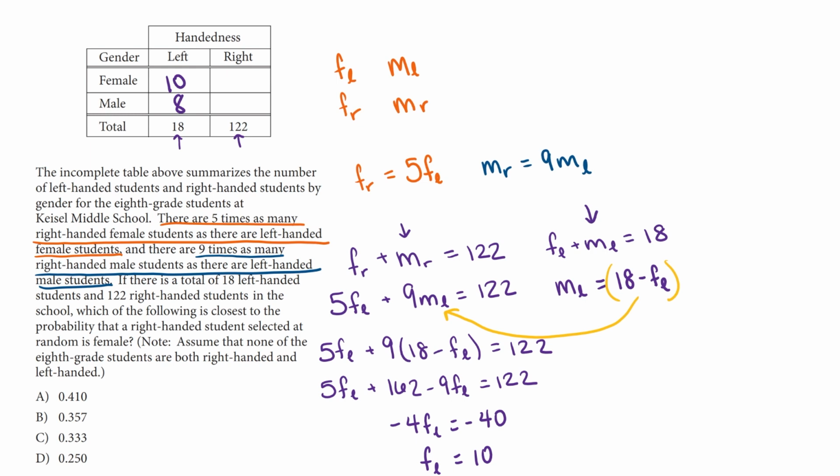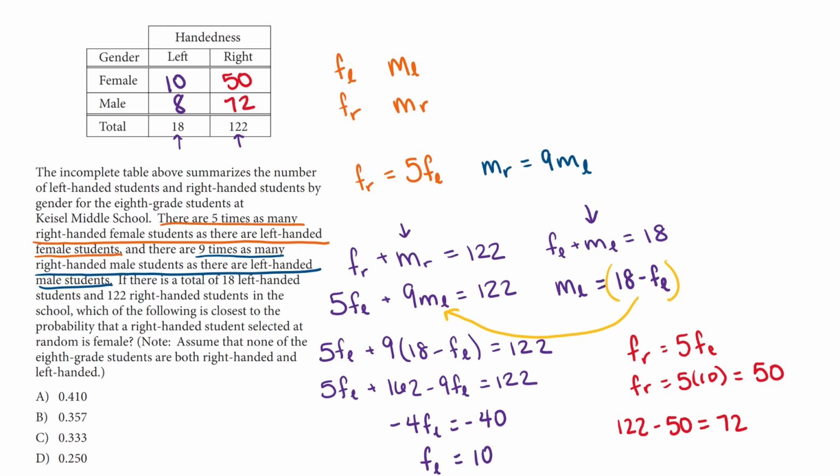We're also able to now solve for the number of right-handed students. So we know that FR is equal to 5 times FL. So FR is equal to 5 times 10 or 50. So now we can fill that in on the chart. There's 50 right-handed students that are female. 122 minus 50 will give us 72 right-handed students that are male.